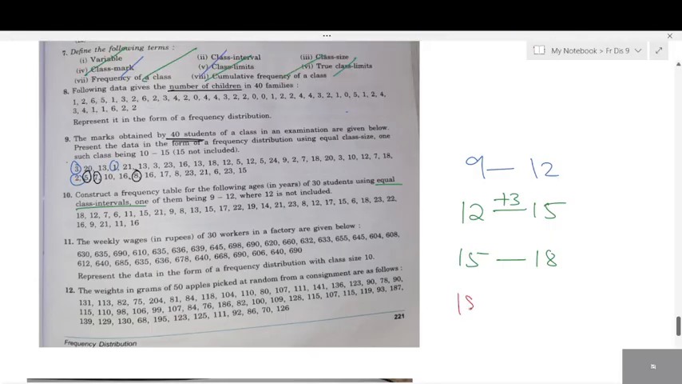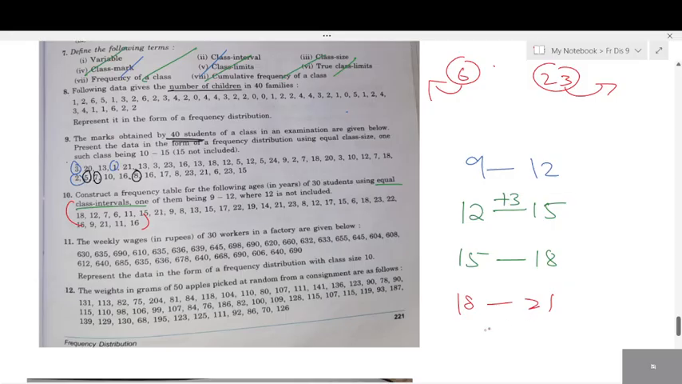Now how many values should I write? Should I keep writing 18, 21? How do you check the values? What's the least number we have here? What's the lowest number we have? Look at all the data. What is the lowest number? 6. What is the highest number? 21, 23, 23. So you should write this table with a value less than 6. You should have a value more than 23.